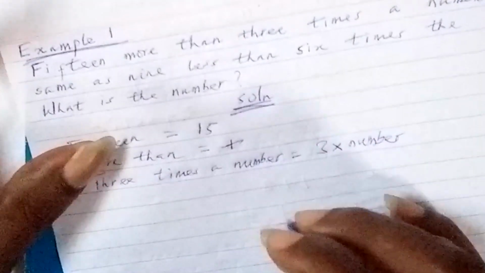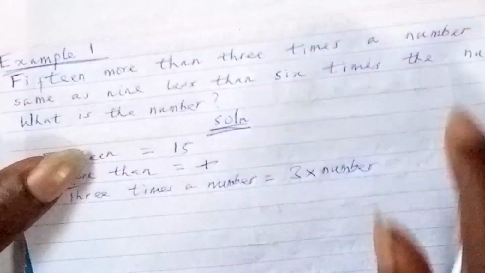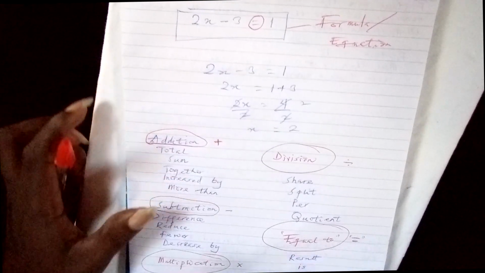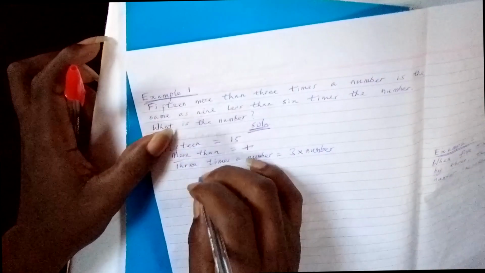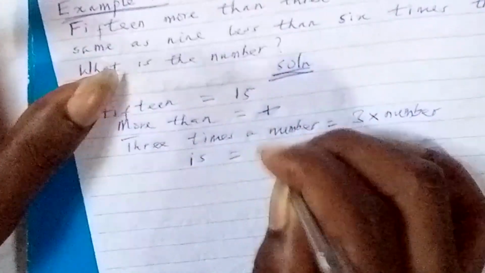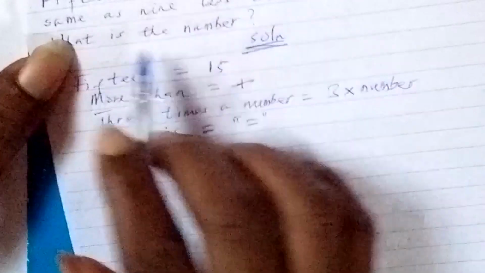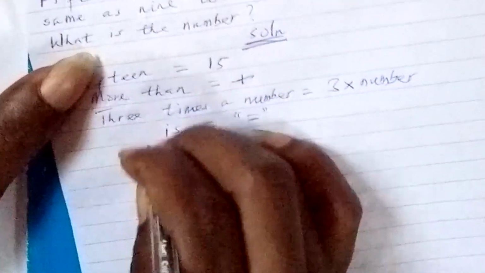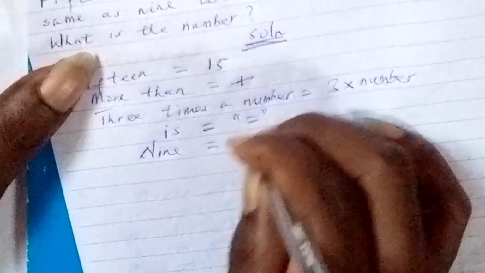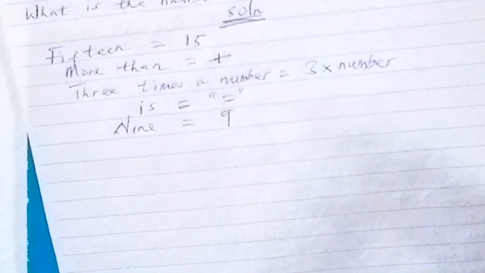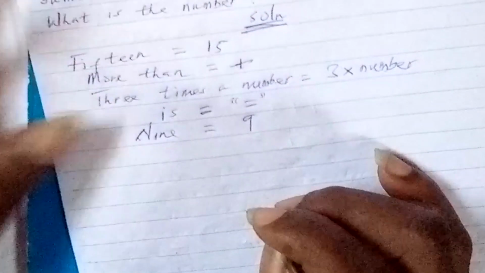Then the other one is, we can see "is", and tracing it backwards, "is" represents the equal to sign. So "is" is equal to the equal to sign. Then the other one is 9. You can see 9 here. So 9, and we know 9 could be written as the 9 we know. Then we could see 6 times a number.